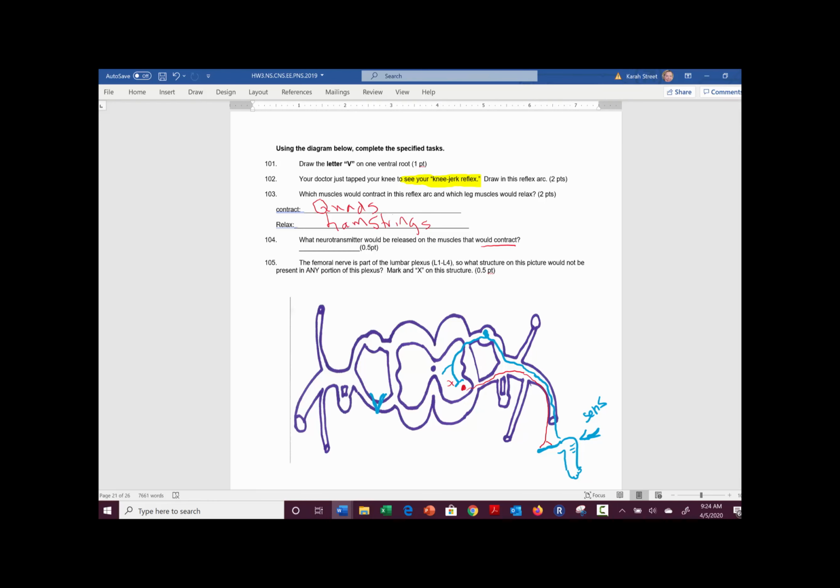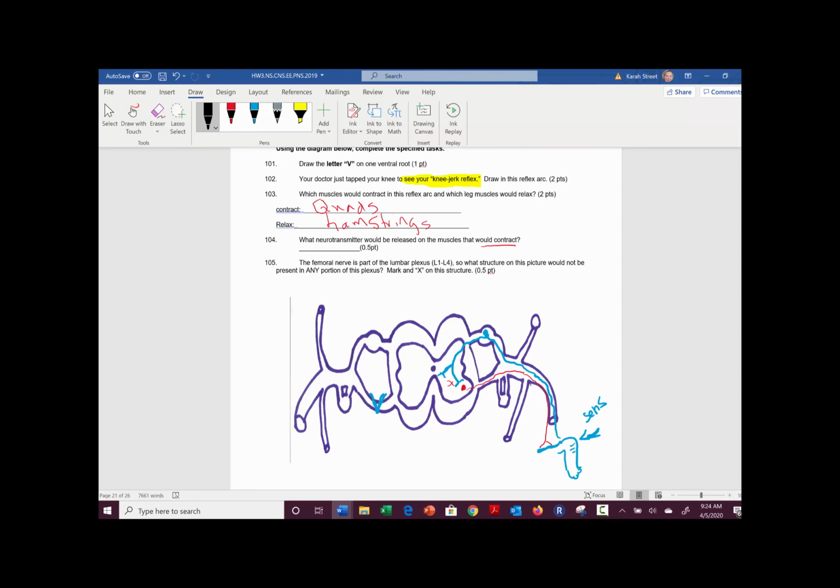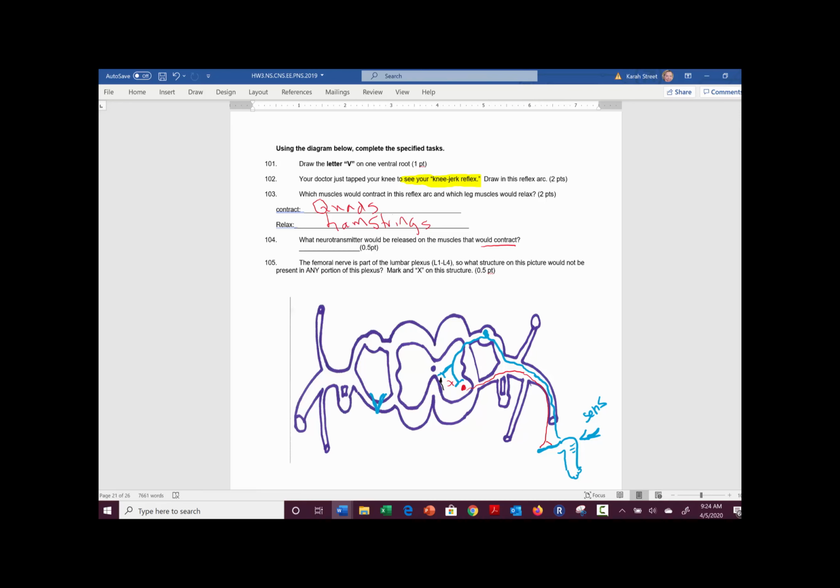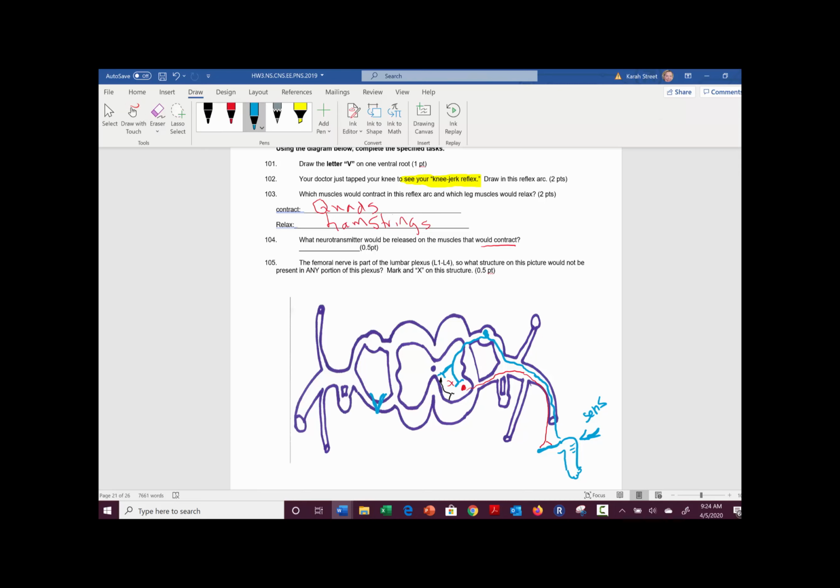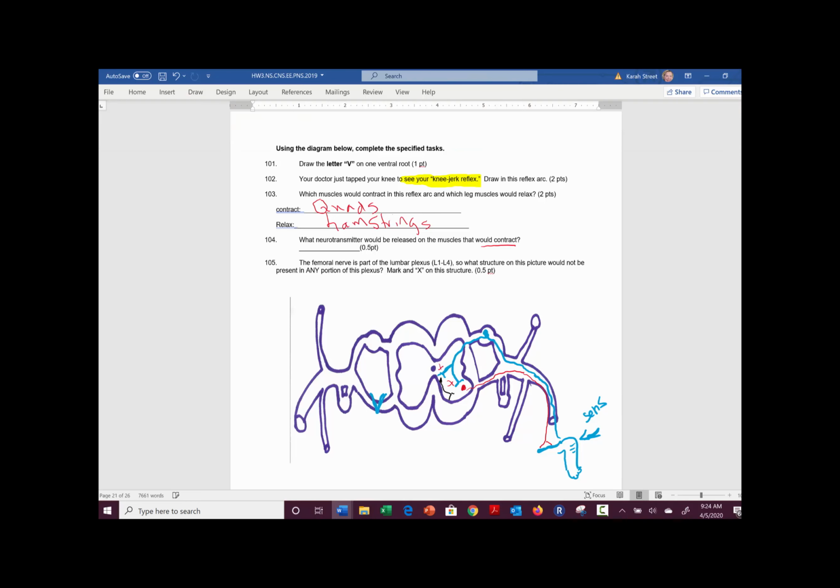this sensory fiber has another terminal bouton that synapses on an interneuron, shown here in black. Neurons can only release one kind of neurotransmitter. So if this sensory neuron is releasing excitatory neurotransmitter on the somatic motor neuron, it's also going to release excitatory neurotransmitter. That's what the plus stands for. Onto this interneuron shown here in black.